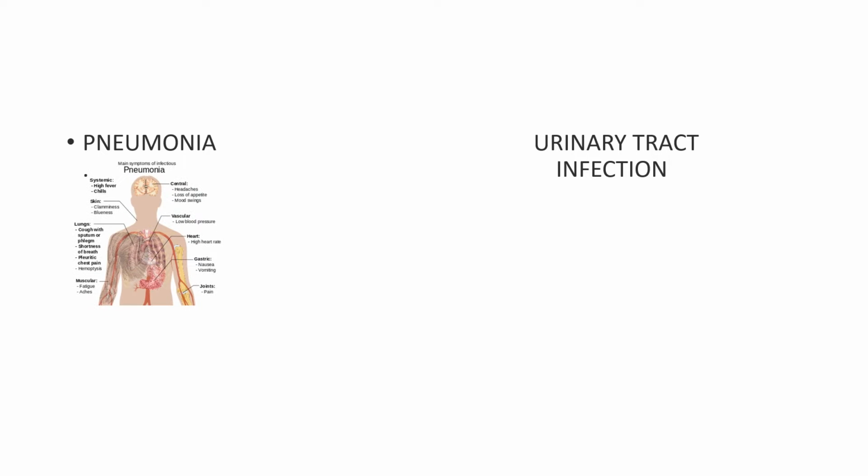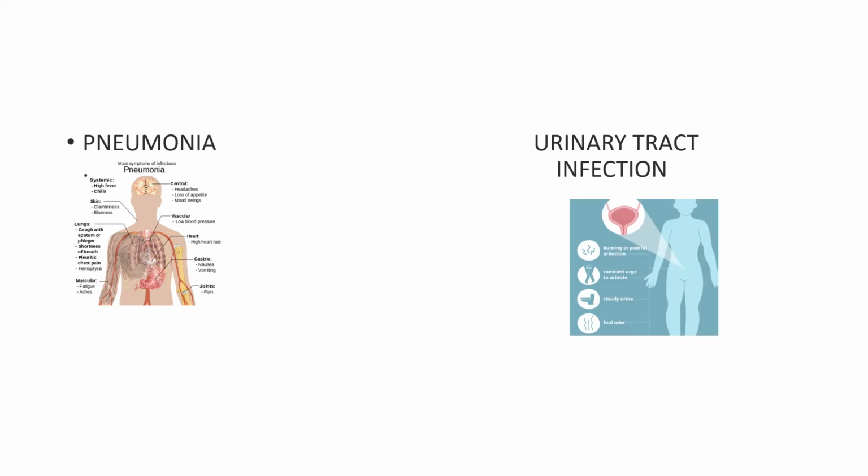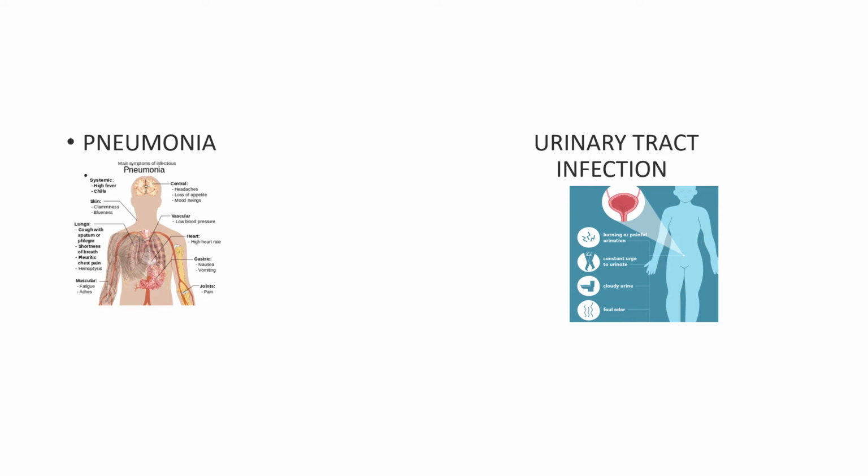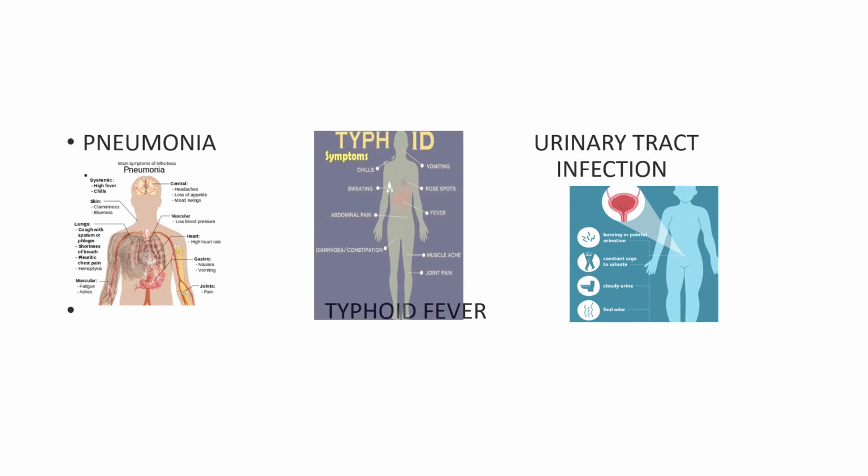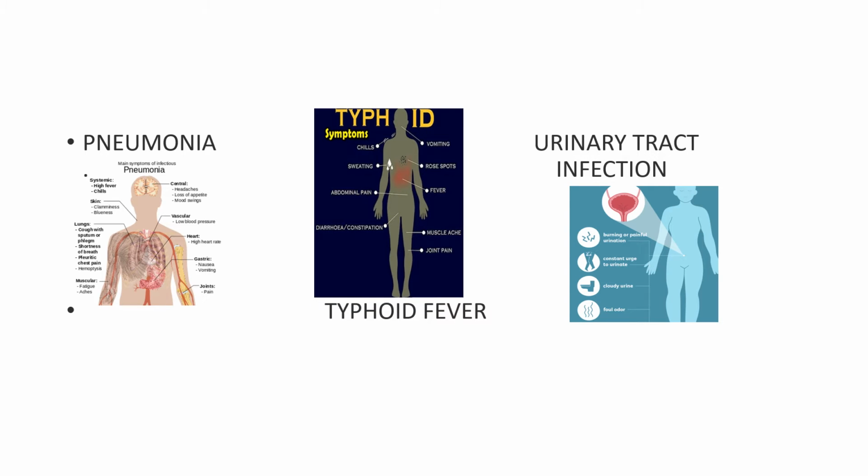So, this type of continuous fever is seen in pneumonia and urinary tract infection. In pneumonia, you have associated symptoms like cough with sputum, shortness of breath, chest pain, hemoptysis, etc. In urinary tract infection, you will have symptoms like painful micturition, constant urge to urinate, foul odor of urine, etc. This type of fever is also seen in typhoid fever. So you will have associated symptoms like abdominal pain, diarrhea or constipation, muscle ache, joint pain, rose spots, etc. There are many other causes of continuous fever, but these are the main causes. So you can differentiate them.